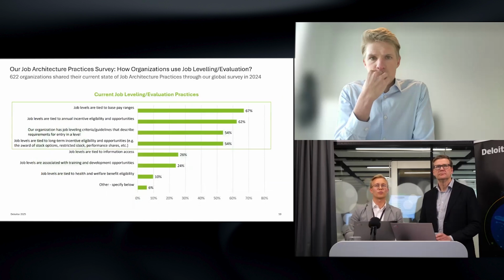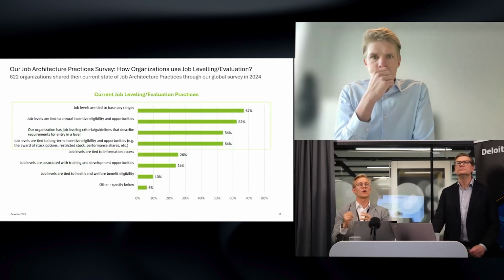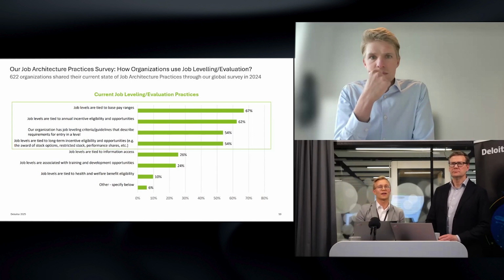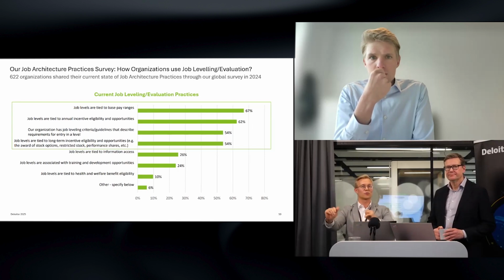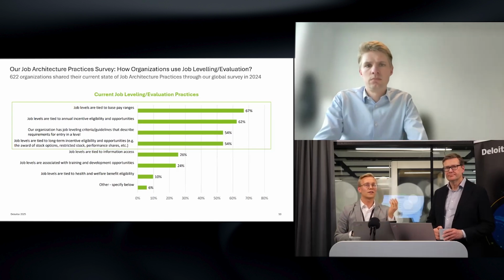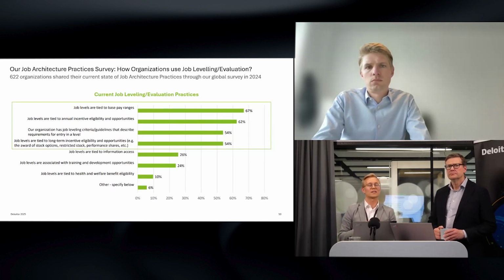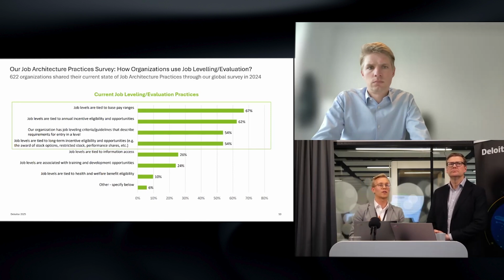Then a little bit more about the job leveling and evaluation practices. So how do organizations evaluate and do job leveling in their organizations? So usually job levels are tied to base pay ranges, something that is also advisable when it comes to pay transparency, that you have the linkage to the pay element there, definitely. Then secondly, annual incentives, which makes sense, often visible at organizations. Also, job leveling guidelines that describe the requirements to entry level, and so looking at the leveling there, and then thirdly, long-term incentives as one of the linkages there.